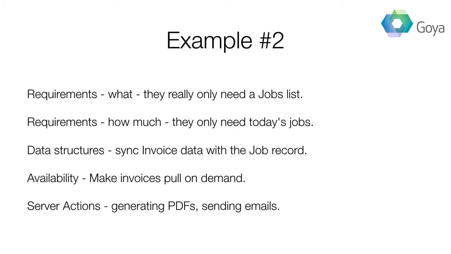Availability. They say, you walk in and you say, you still owe us $3,000. They say, well, no, we paid that last week. Well, show me the invoice, and then you can just pull it up instantly. You just click on the button and it loads that dynamically. So we can make those invoices pull on demand. We can make the PDF send on the server. So we can have server actions that generate the PDF.